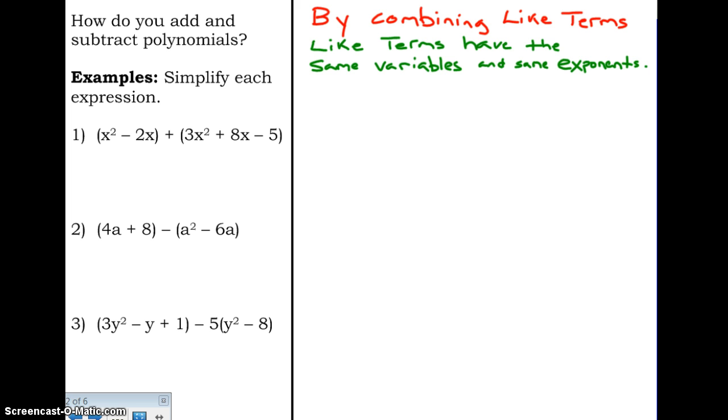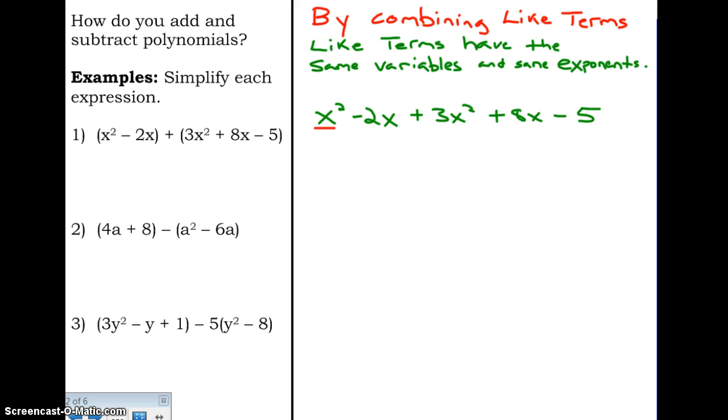And I'm just going to rewrite this problem as x squared minus 2x plus 3x squared plus 8x minus 5. Now we're ready to combine like terms. So let's start with the first term on the left, and I'm going to identify them with a different color. You can borrow colored pencils from me if you want to do this.